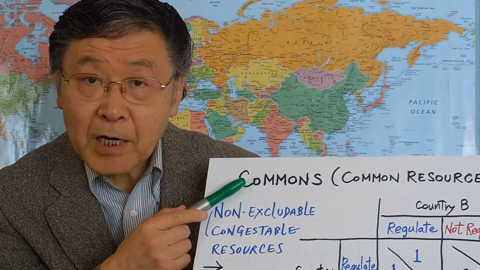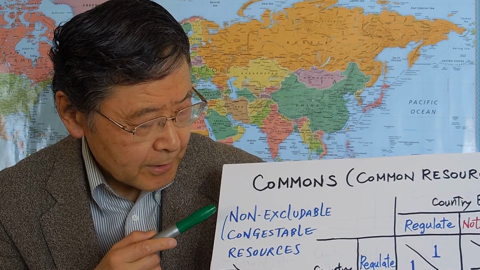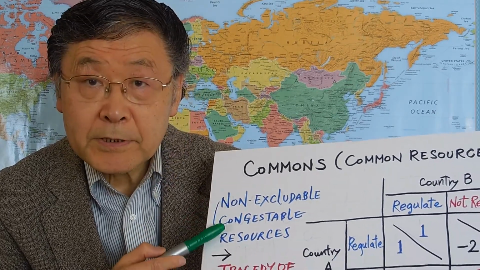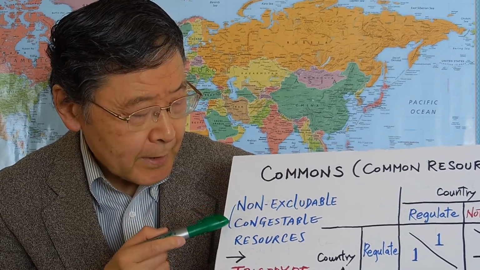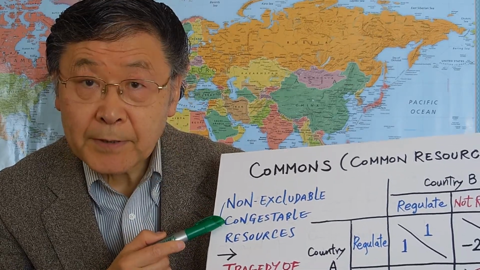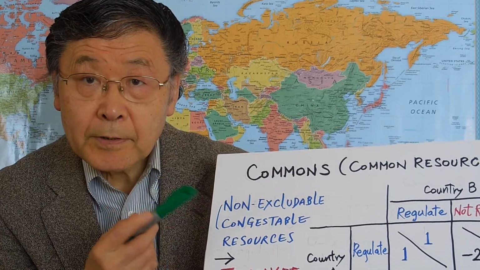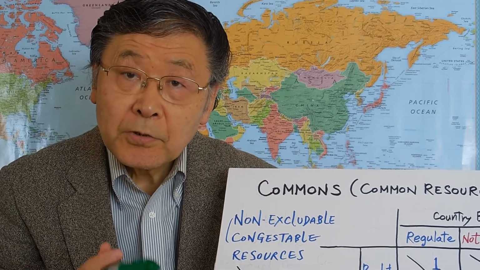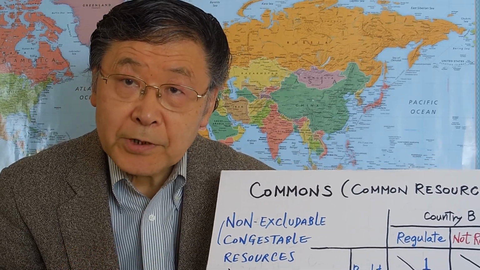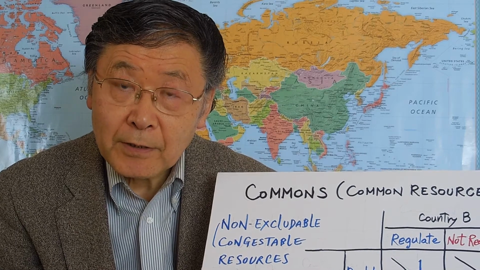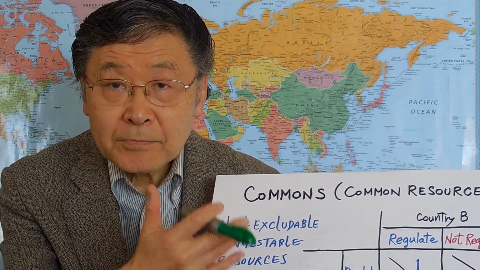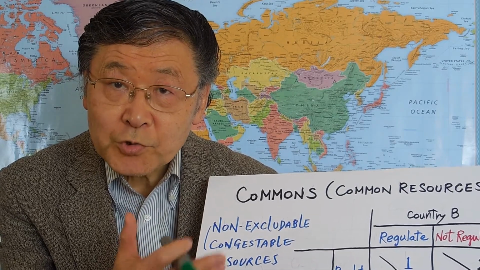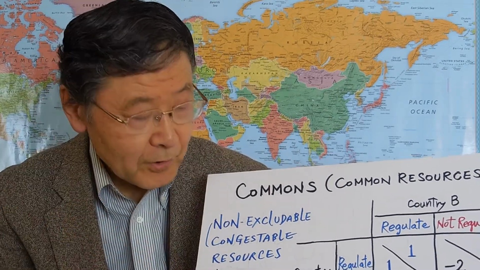The definition of the commons, or common resources, is that the good has two properties: non-excludability and congestibility. Non-excludability means no one can be excluded from consuming this good, like air or water. It's technically impossible to regulate people's use of air and water and so on.